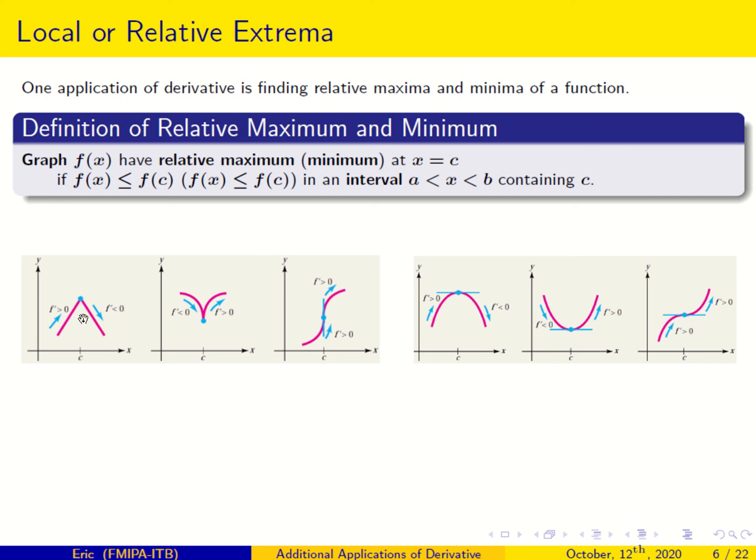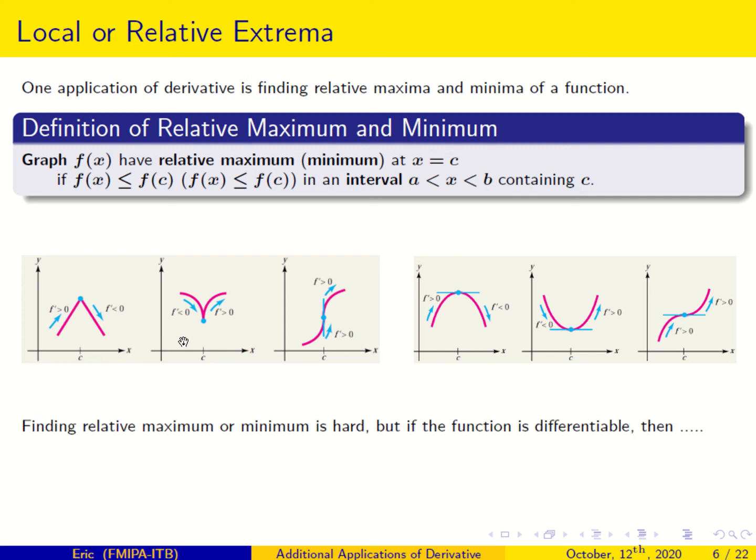What's different here is that the derivative of f at c is not defined. This one also, and this one also. But in this case, the derivative is defined at x equals c. This point we usually call a singular point in later discussion. Finding relative maximum or minimum is hard, but if the function is differentiable, it's another story.